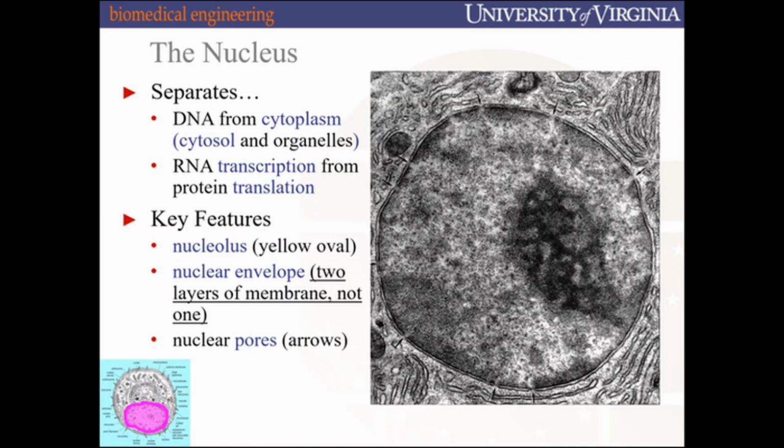The next organelle I want to talk about is the nucleus. This is the largest organelle inside the cell, with a typical diameter of around 5 microns. As you can see on the bottom left, the nucleus is usually located close to the center of the cell, but not always exactly right in the middle. The function of the nucleus is to separate our DNA from the rest of the cell. Everything outside the nucleus but inside the cell is referred to as the cytoplasm.